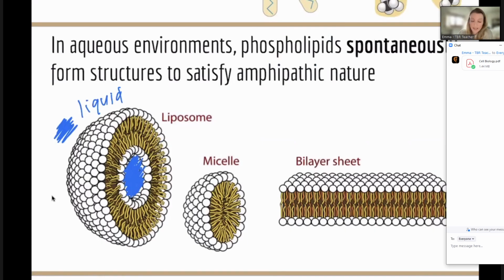The third spontaneous arrangement is in this bilayer sheet, where we can see that we have these phosphate heads on the top with the hydrocarbon tails facing each other, and then a second layer doing the opposite. And this allows us to have liquid both on the outside and on the inside, which leads us to our big reveal that this is what's going to happen in the plasma membrane.